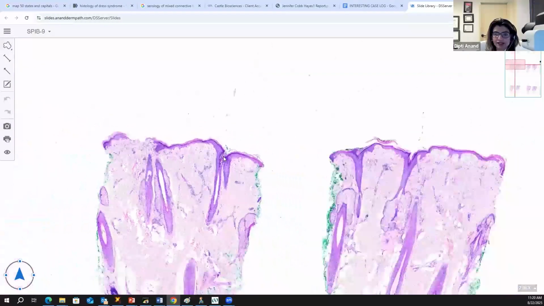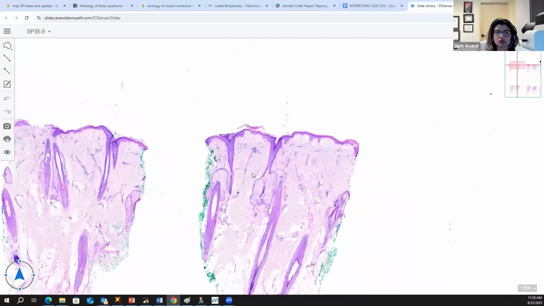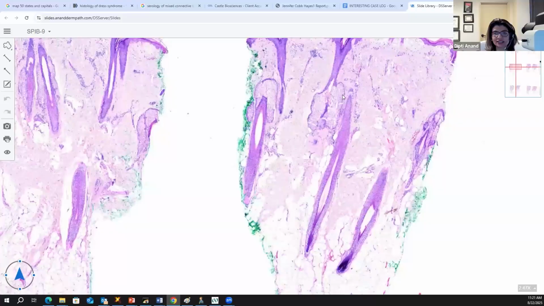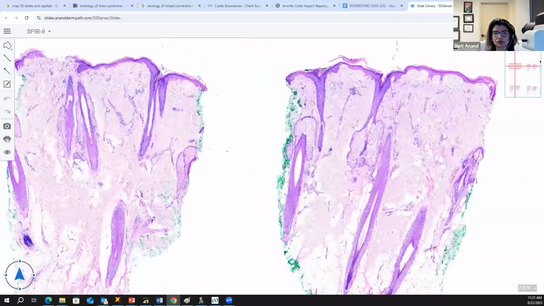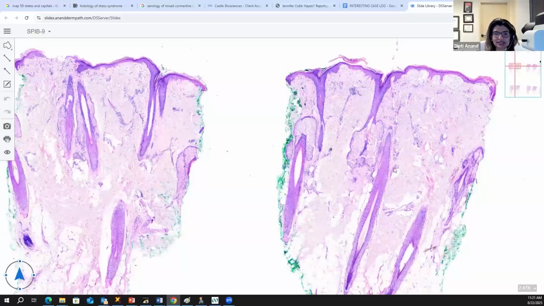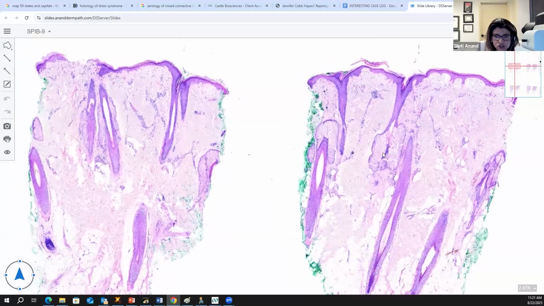Good. Now, I do want everybody to pay attention to this slide. It's not as simple as it seems. It has a lot of learning points, and this is a common pitfall. So when you look at it on low power, where does everybody think that this is from? Which part of the body? Scalp. Okay, scalp or head and neck, and likely the scalp because it has these long hair follicles. So you're correct.